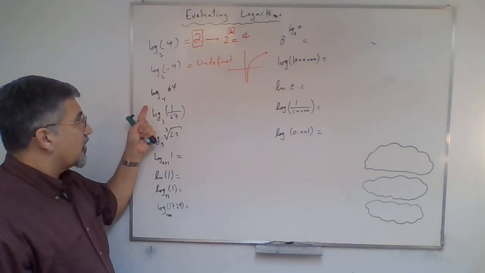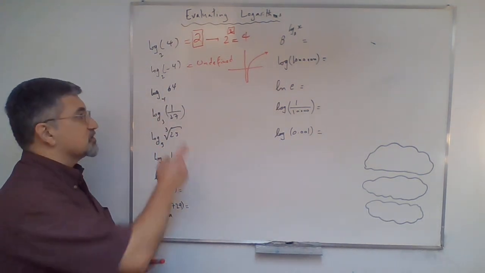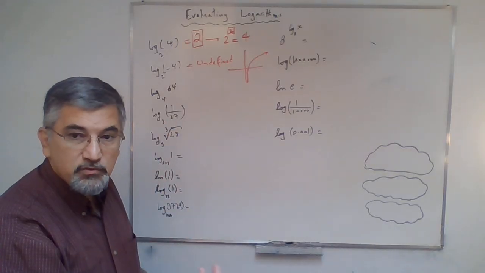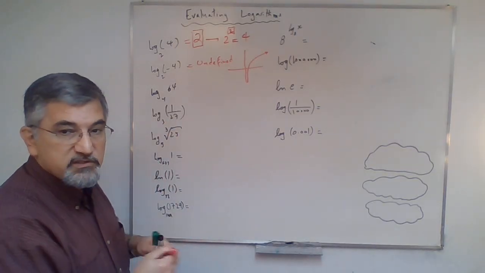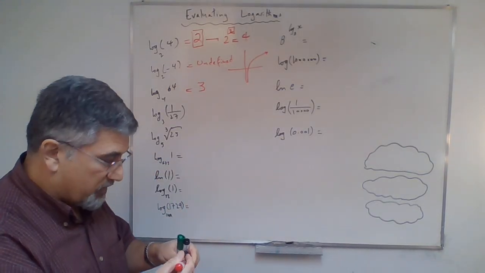We move on. Log of 64 base 4. We said that log is an exponent. So the question is, 4 raised to what exponent equals 64? Obviously, the answer is 3, because 4 cubed is 64.